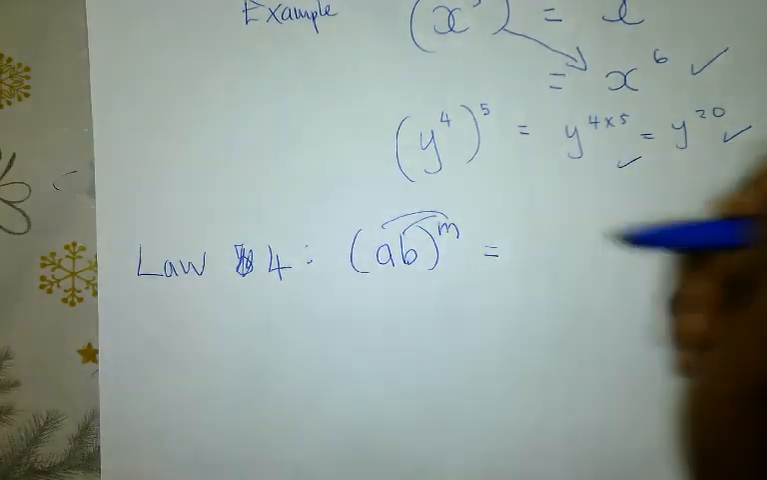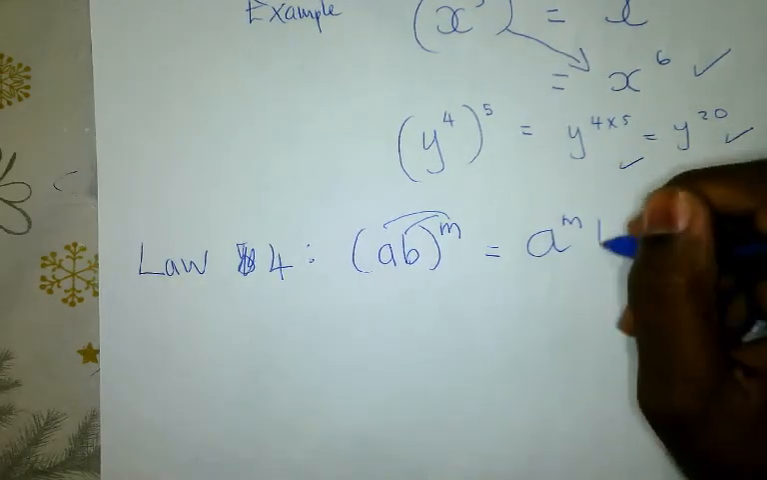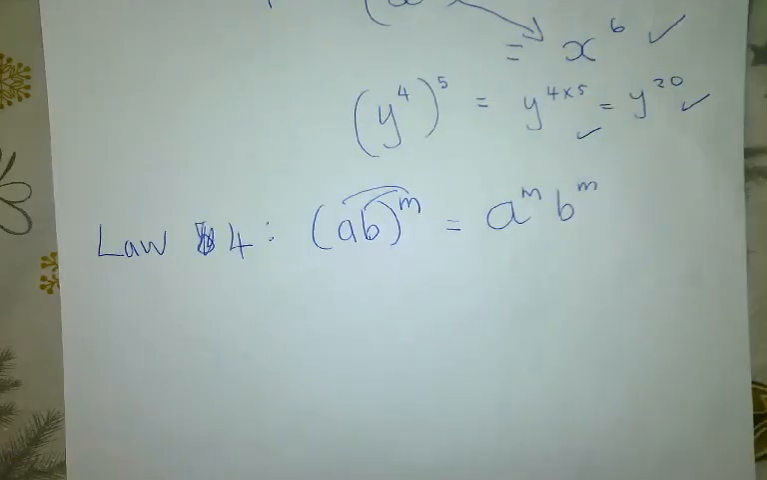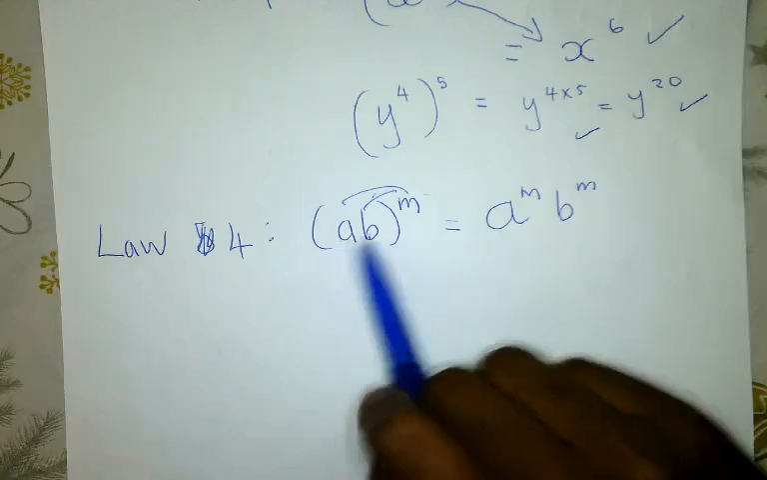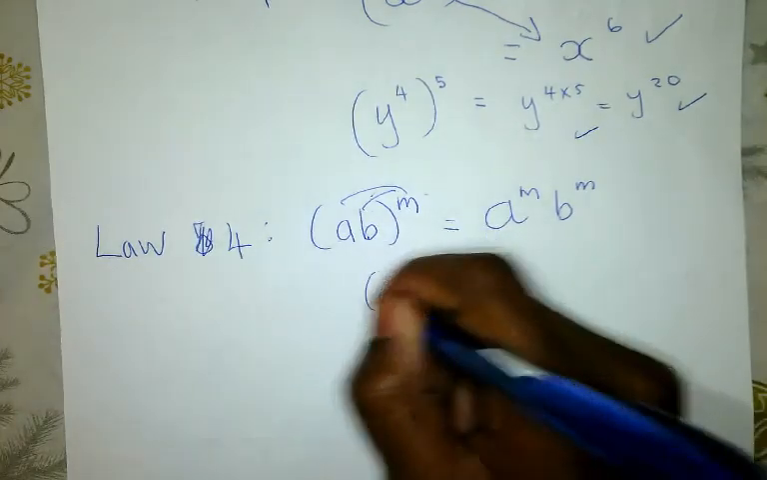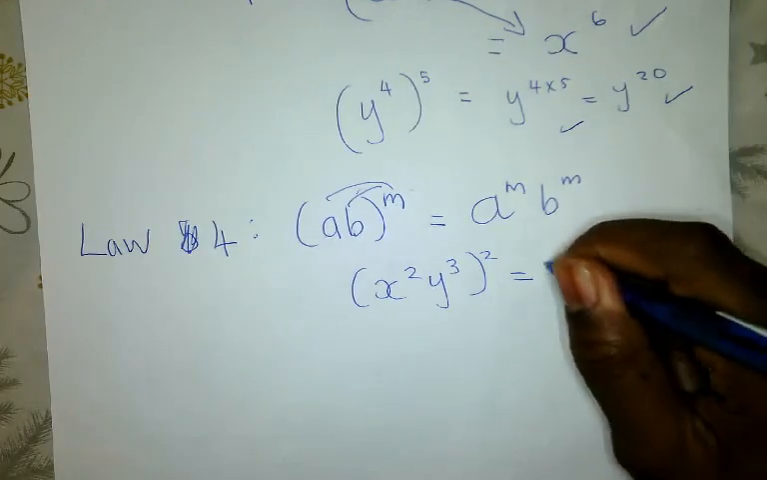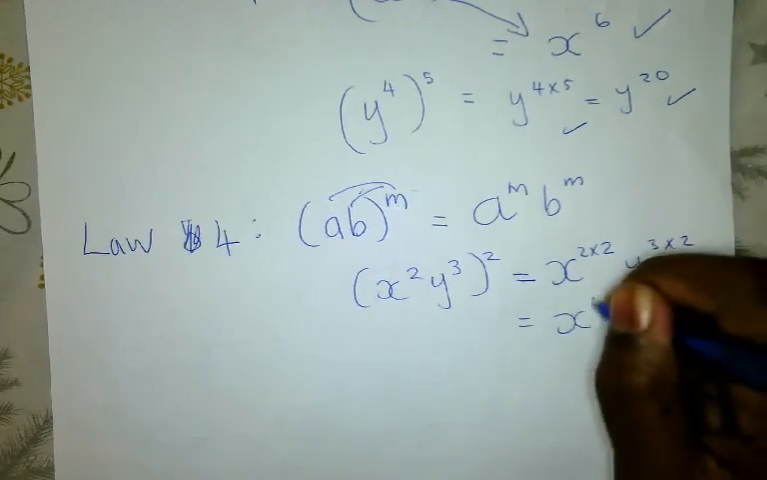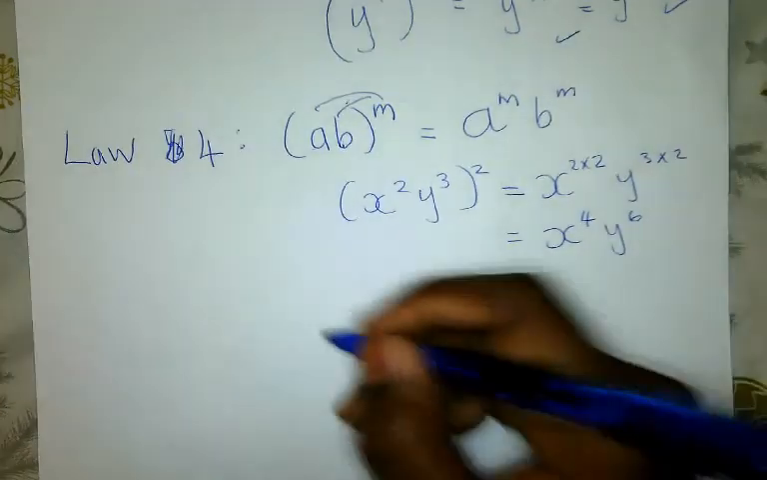We're going to distribute the exponents such that we have a^m and b^m. Is that fine? So everything inside the bracket is affected by what? By m. Is that fine? So meaning (x^2 y^3)^2 will be how much? Multiply, which is x to the power 4 and y to the power 6. Is that fine?